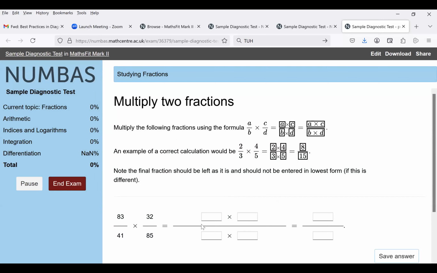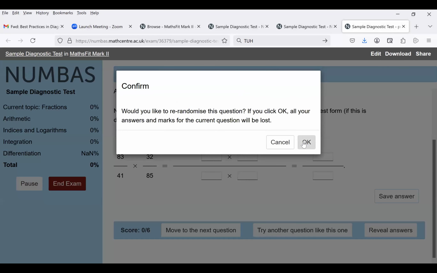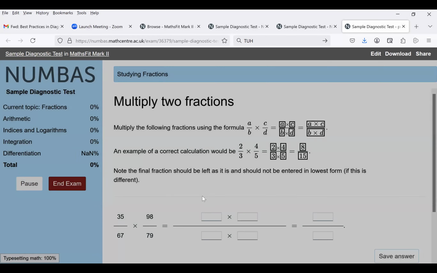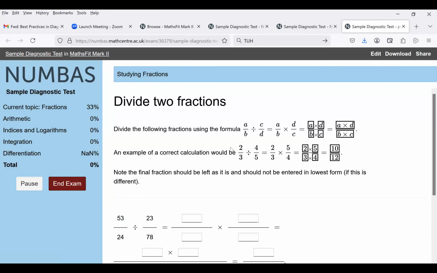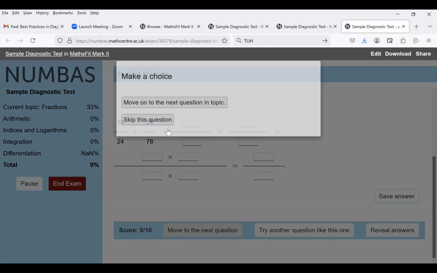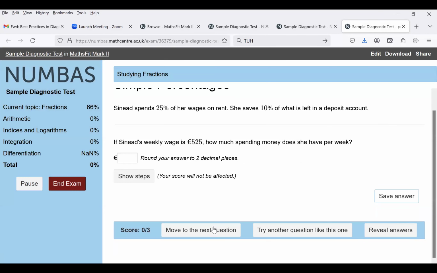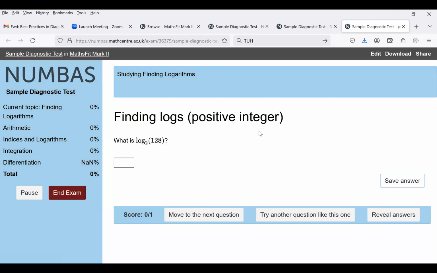But Christian slightly altered it so that when you do that, you can also, sorry, I didn't mean to do that. That was the wrong one. I meant to click move to the next question. You can actually skip this question. And if you keep skipping, you don't have to do the question. We didn't want students to get stuck. If I skip this question again, now you see we go on to the next topic, finding logs. They can do everything if they want to, but we don't want them to get completely jammed on a particular question.